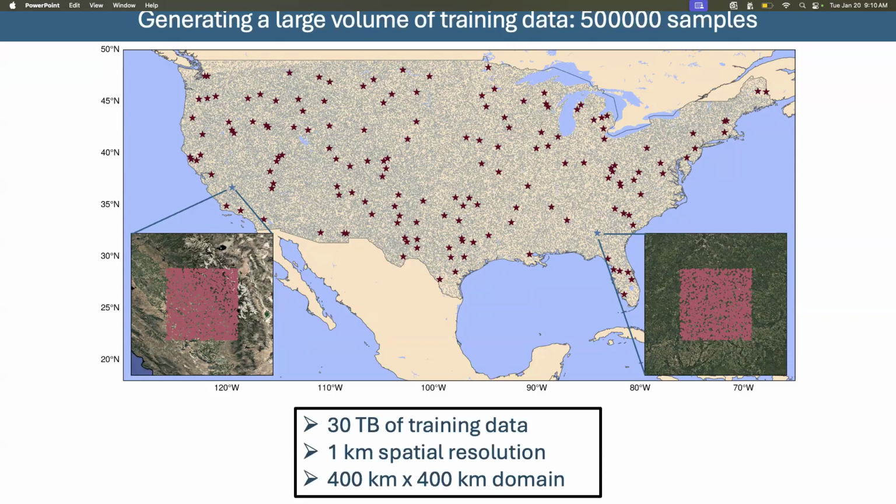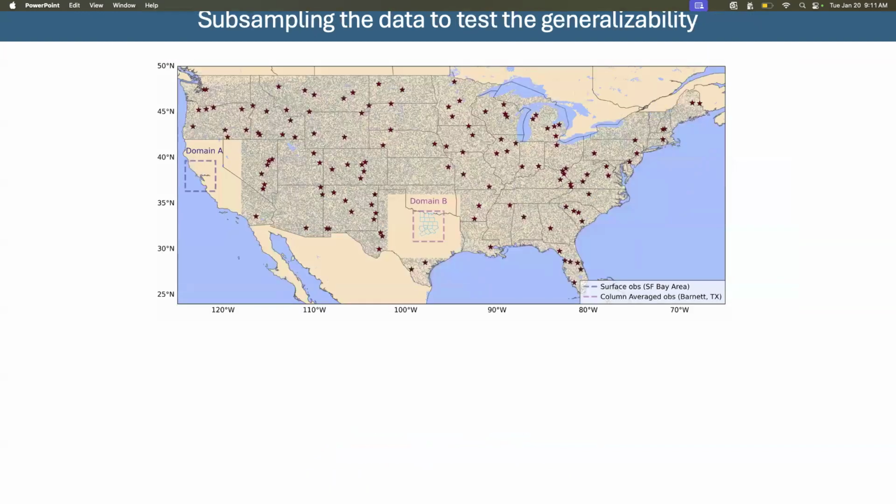Overall, we had about 30 terabytes of training data at 1 kilometer spatial resolution on a 400 kilometer by 400 kilometer boundary. And so this was our entire training set. We also created a subset of this training data, which was only sampled in year 2021. And the idea here was just to check some generalizability or out of sample capability of the footprint model.